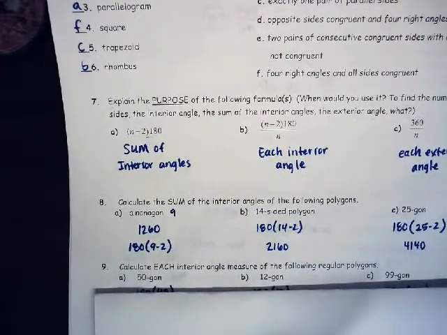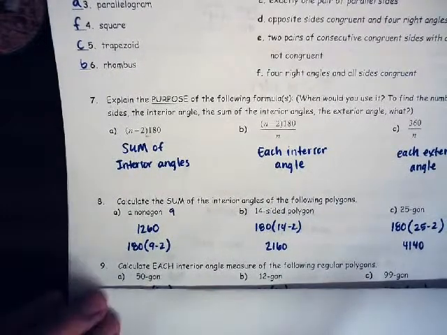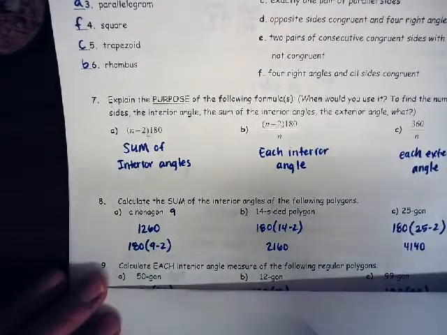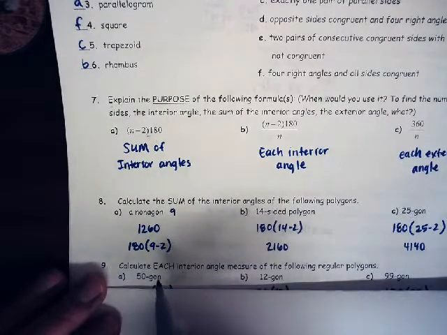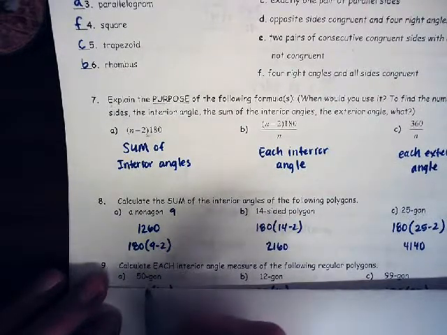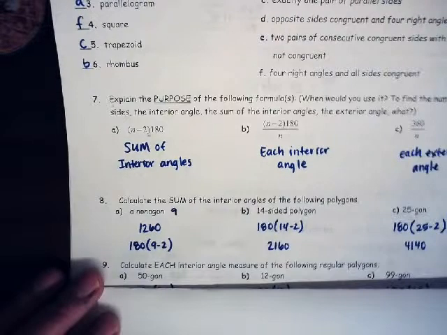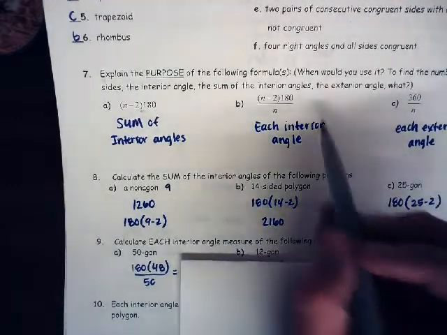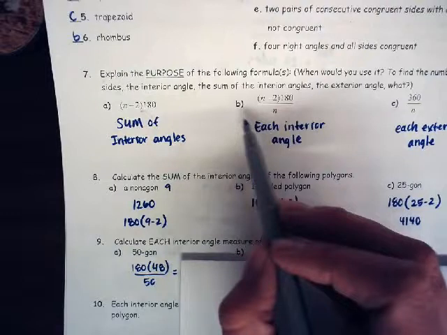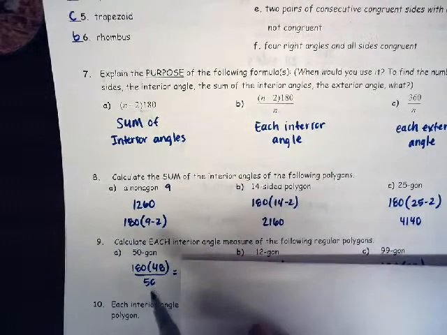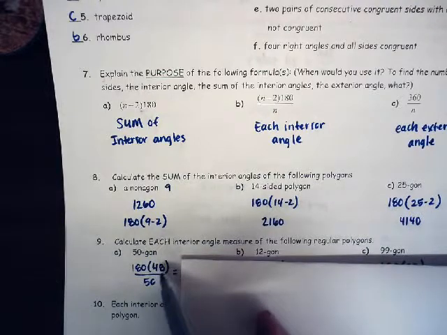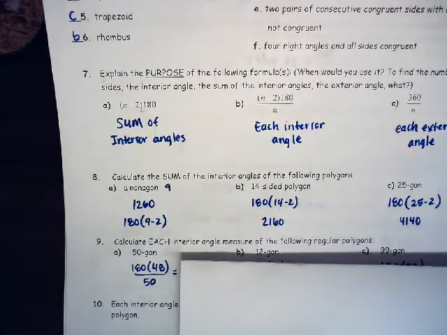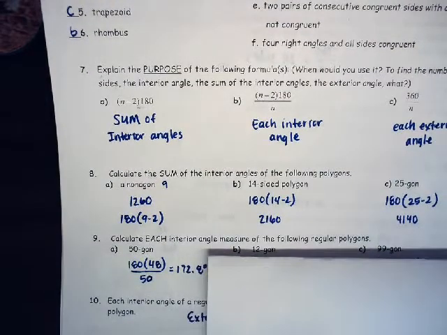Okay, the next one, calculate each interior angle measure of the following polygons. So a 50-gon means I'm going to take 180 times 48, because it's 180 times n minus 2, and then divide by how many sides there are, so that's 50. So it looks like this. Now notice, that's just this formula right up here. I had 50 sides, so that's where I got 48, was n minus 2, and I divided by 50. That told me each interior angle. So that comes out to be 172.8.